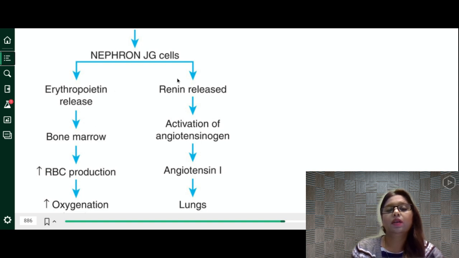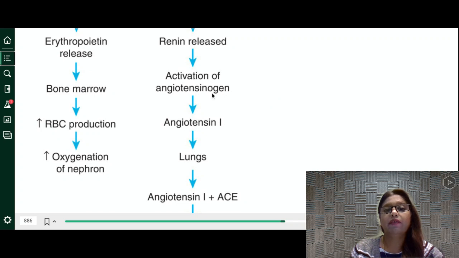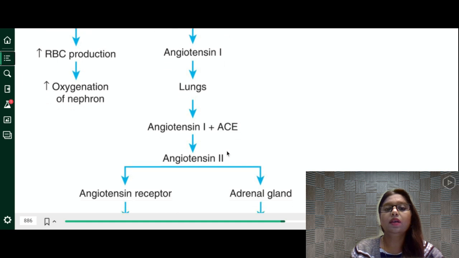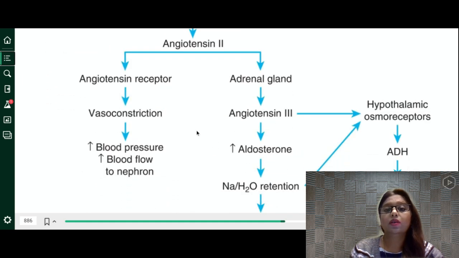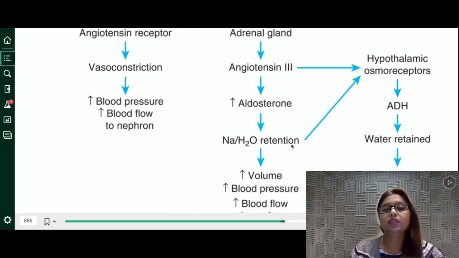And another part, renin, is another thing that is released by the nephron, right? And what does it do? It causes activation of angiotensin 1 in the lungs. Then angiotensin 1 converts to angiotensin 2. And then angiotensin 2 causes sodium and water retention and aldosterone production. If you look over here, sodium and water is increased. Retention is increased because of aldosterone production.